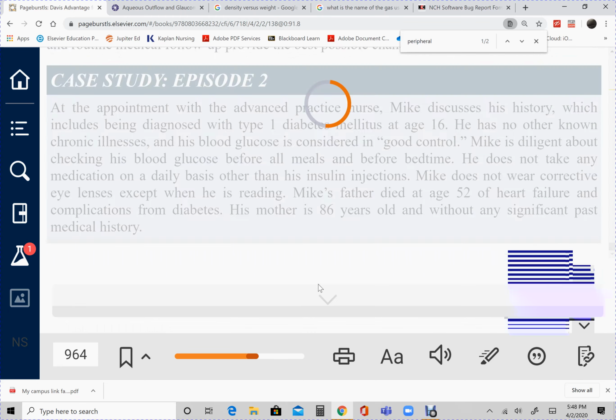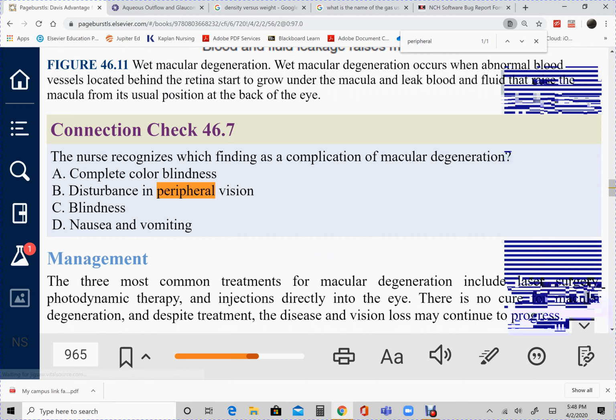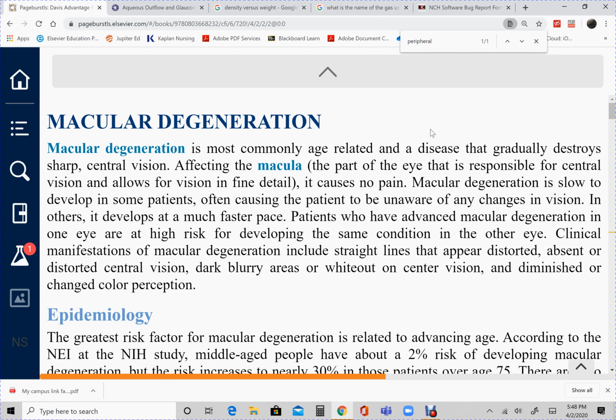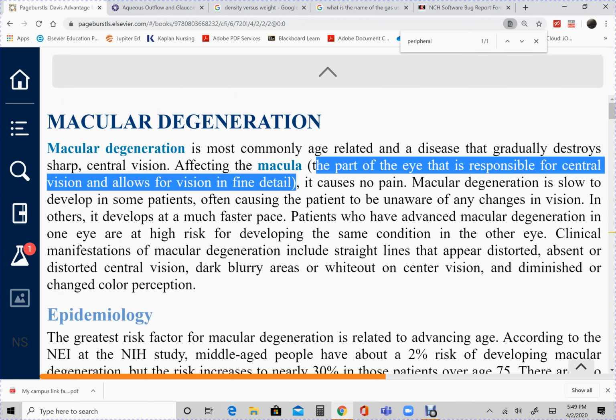Alright, let's proceed with macular degeneration. There are two types of macular degeneration. There's a dry and a wet. The dry type can convert into wet, but the wet cannot become dry. So this one, unlike glaucoma, wherein it was a loss of peripheral vision, this one is a loss of central vision because this involves the macula. Macula, of course, is the part of your eye that is responsible for central vision.